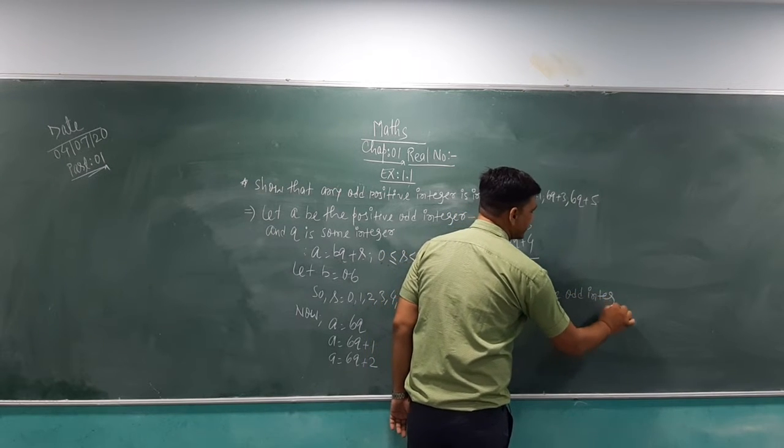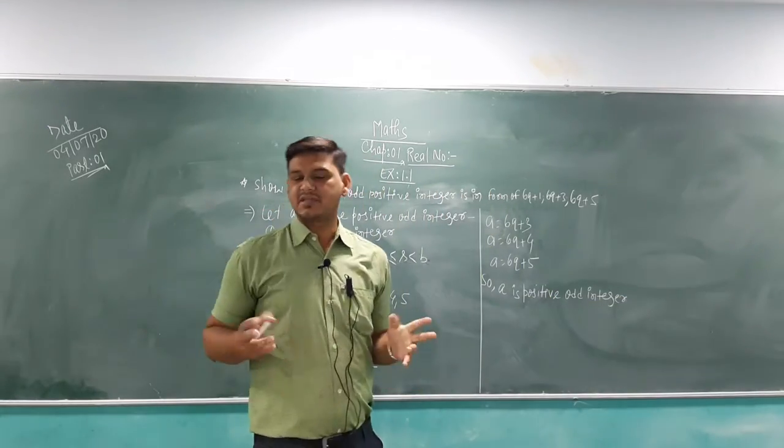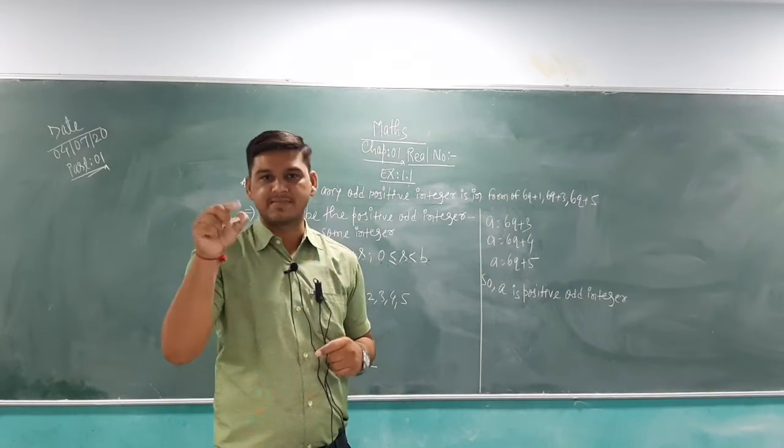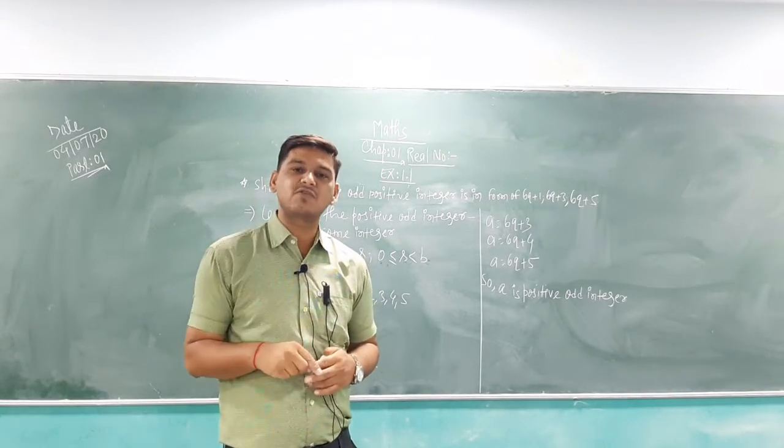Odd number means what? The remainder will be odd. Like 3. 3 is an odd number. How can it be written? 2 plus 1. The remainder is odd. Like 7, if we consider 4 plus 3, 3 is an odd number.